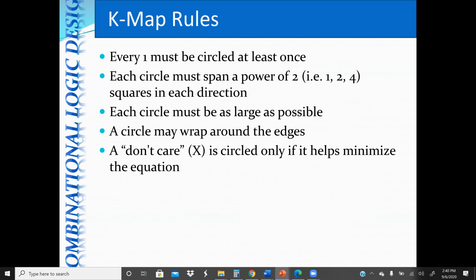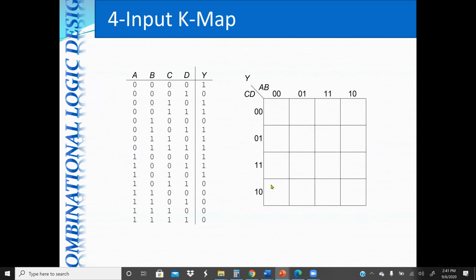Also, the circle may wrap around edges. If I have 2 ones on the edge, I can circle them together. Or if I have 4 corners, you can circle all. Sometimes we also have what we call the don't care. Don't care means the output can be 0 or it can be 1. I don't know the answer, so I can mark it as X instead of 1, and we normally circle it only if it helps minimize the equation. The goal again is to minimize the equation.